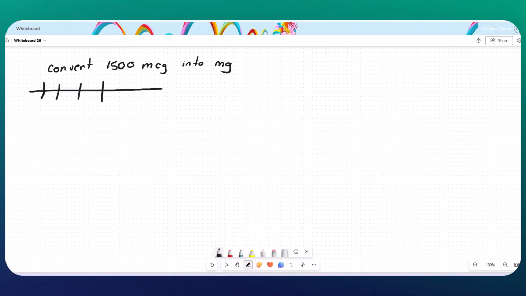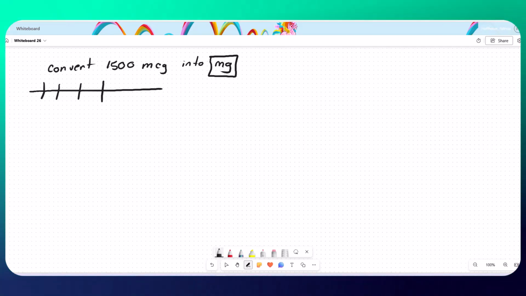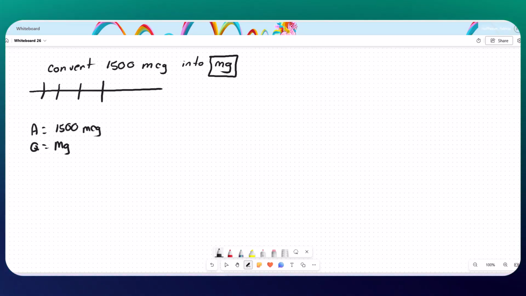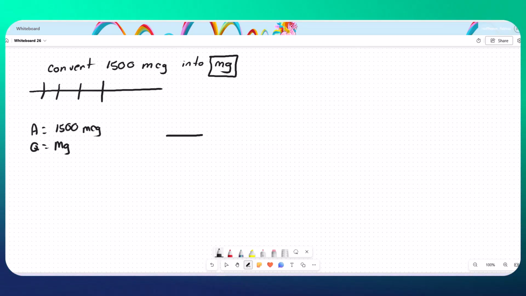Okay, so we know that we want our answer to appear in milligrams. So our question is milligrams. Our available is 1,500 micrograms. And I always write those off to the side when I'm breaking out my problem, okay? All right, so now we always begin with a fraction, and we always put in the numerator position of the first fraction what we're looking for, which is milligrams, okay? I don't really need anything under it. I can just say 1 because it's an understood 1.